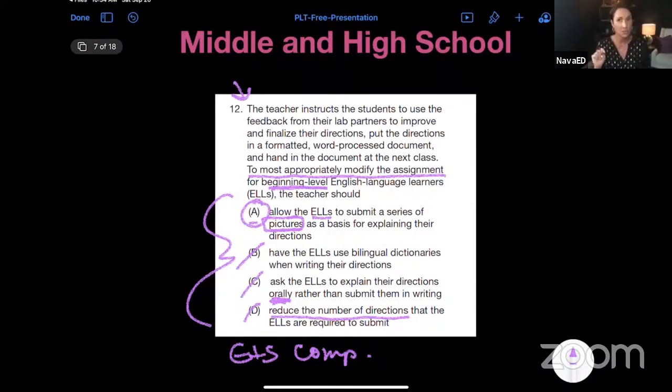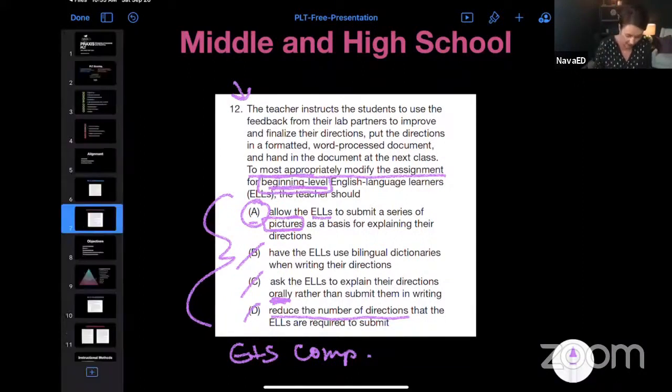Let me read the whole question just to check. The teacher instructs the students to use the feedback from their lab partners to improve and finalize their directions. Put the directions in a formatted word processing document and hand in the document as a class. Ooh, that's going to be hard for ELLs. So we definitely need an accommodation there for kids who don't speak the language yet. And pictures, because they're beginning level, usually goes with pictures for ELLs. So I'm going to go with A there.